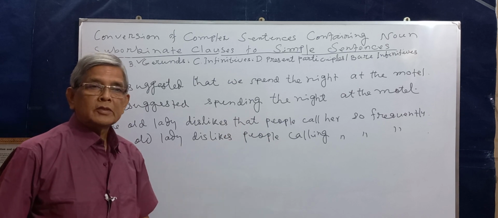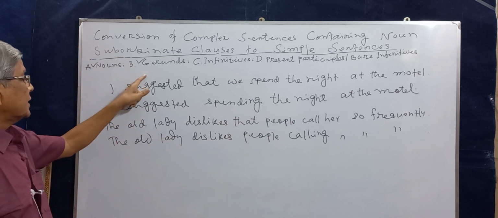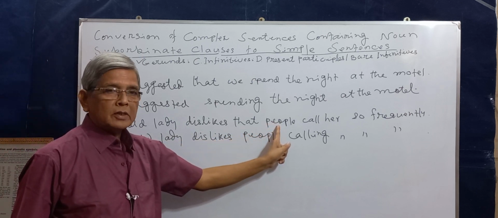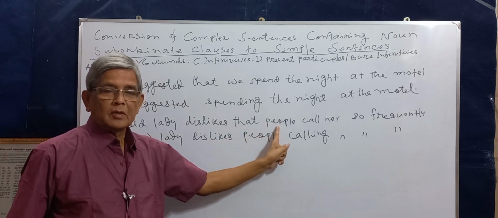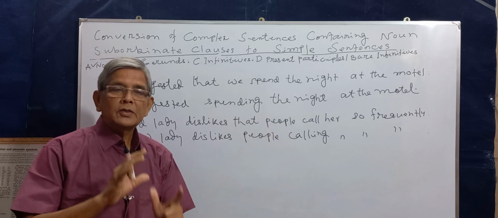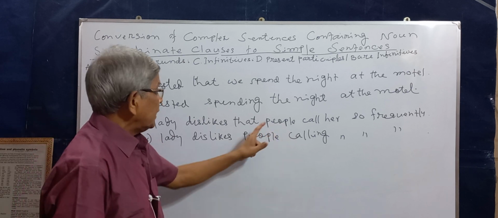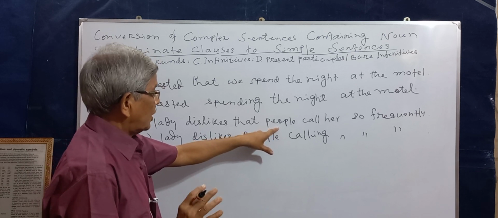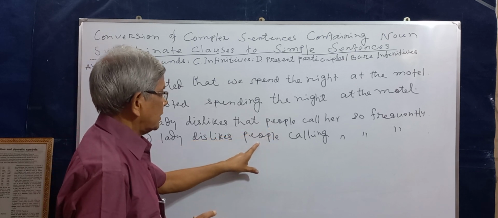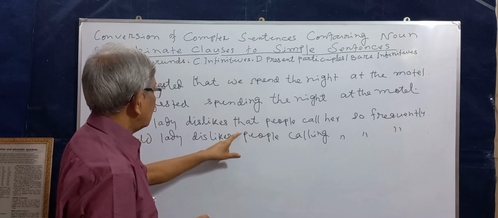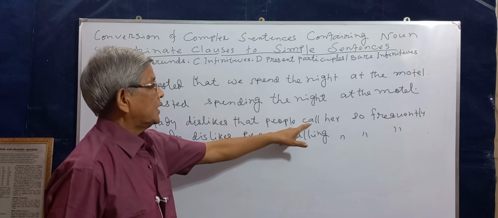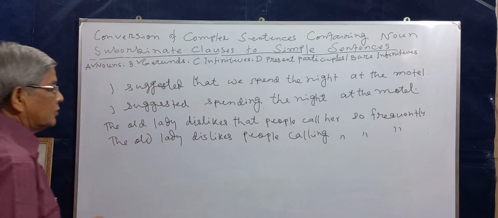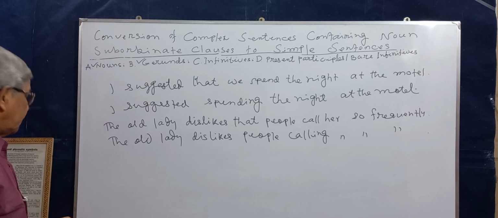If this subject in the subordinate clause in this pattern is a common noun or a noun phrase, the people of the locality, People is a noun, the people of the locality is a noun phrase. If the subject here is a common noun or a noun phrase containing a common noun, it does not change in the simple sentence. We drop the conjunction that and change the verb into its gerund form. The old lady dislikes people calling her frequently.